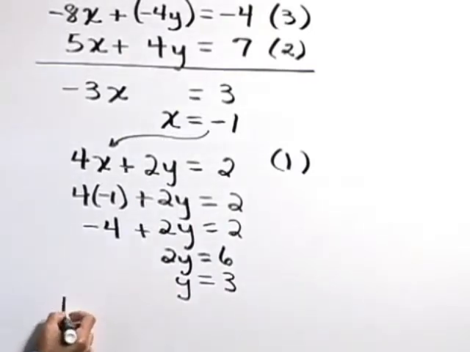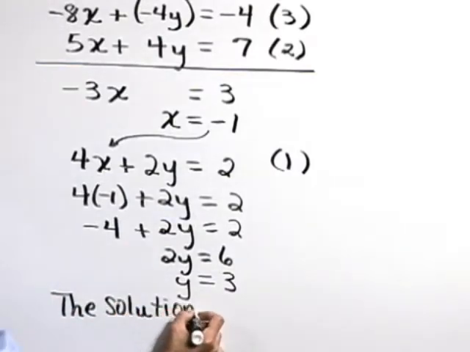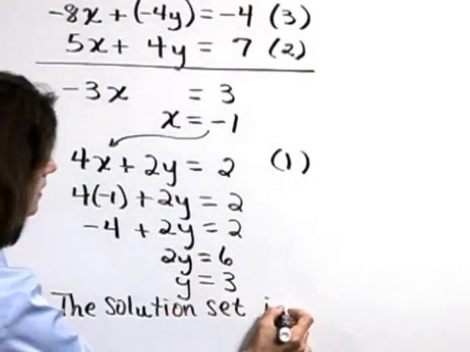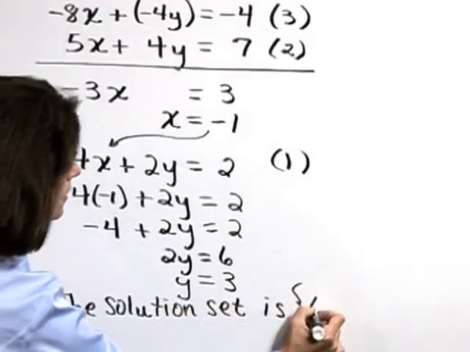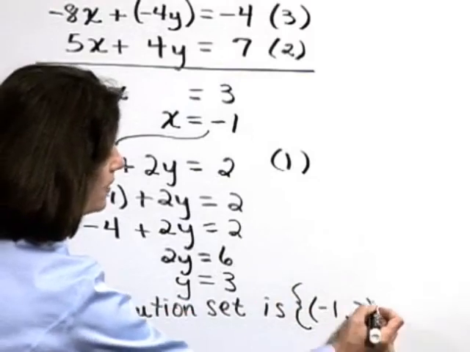Let's summarize by saying the solution set is the point where x is equal to negative 1 and y is equal to 3.